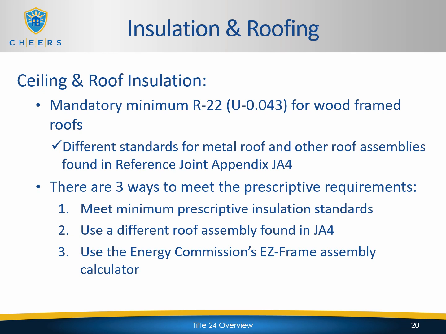Our option number 2 is to use a different roof assembly that can be found in JA4. There are metal roof assemblies, there are rafter type assemblies. So if you're doing something other than a standard wood framed roof, go to JA4 and meet the requirements that they have listed there. And then finally, you can use the Energy Commission's Easy Frame Assembly Calculator. That will give you the U factor of the type of assembly that you want to build, and as long as that assembly meets the minimum or prescriptive requirements for U factors, then it will comply with the requirements.